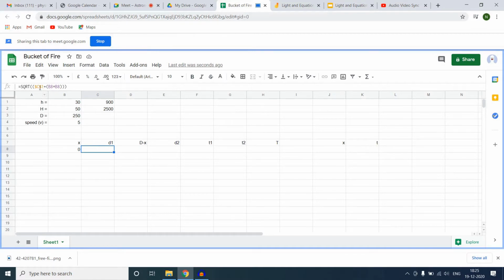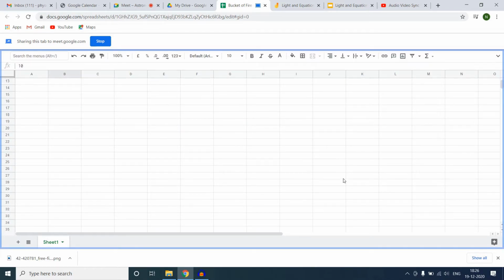If you look at the equations, these are the equations that I put. I have just taken small h as 30 meters, capital H as 50 meters, and the total distance between them as 250 meters. Speed is 5 meters per second. These are just random values. You can change them and the entire thing would actually change. So what we finally get is that if you run straight down, the time it would take is 56.99 seconds.